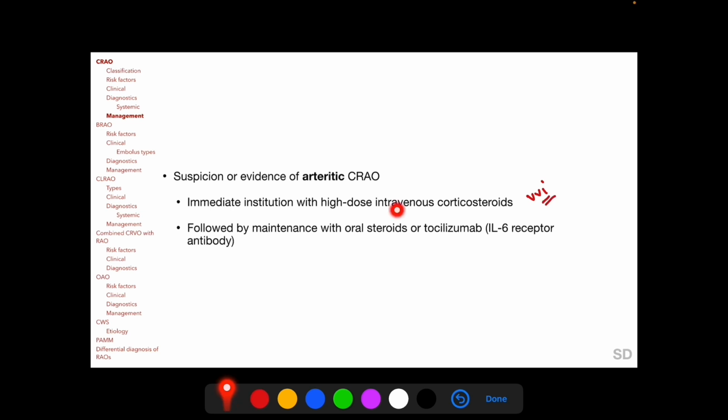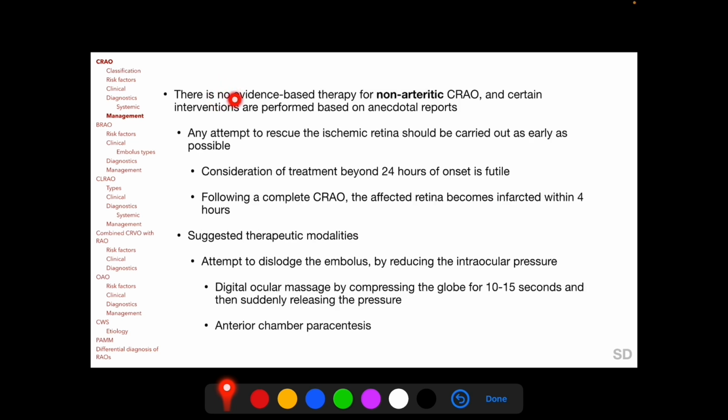And the high-dose intravenous corticosteroid therapy should be followed by maintenance with oral steroids or with tocilizumab, which is considered to be a steroid-sparing agent in this situation. There is no evidence-based therapy for non-arteritic CRAO, but certain interventions are performed based on anecdotal reports. Any attempt to rescue the ischemic retina should be carried out as early as possible, and consideration of treatment beyond 24 hours of onset is futile.